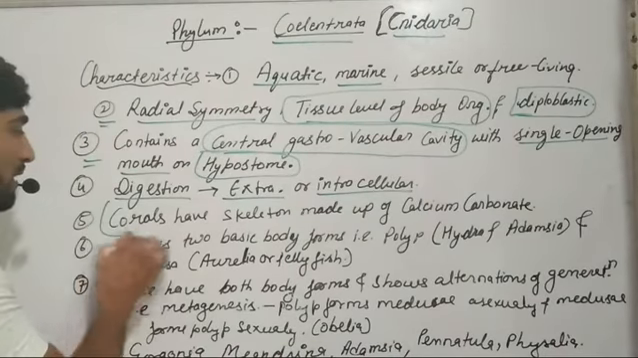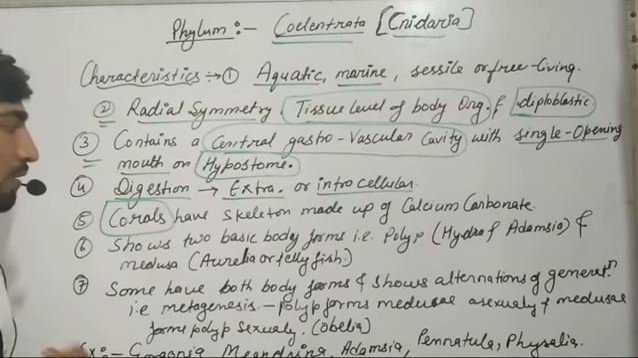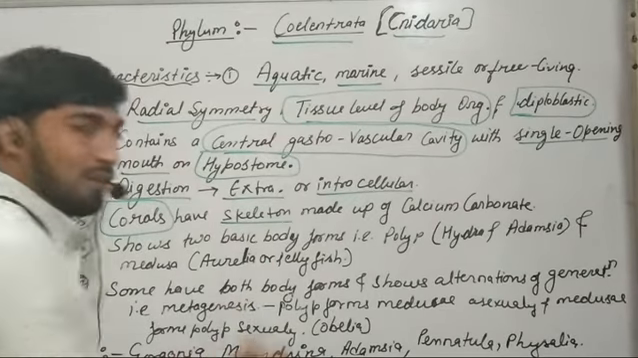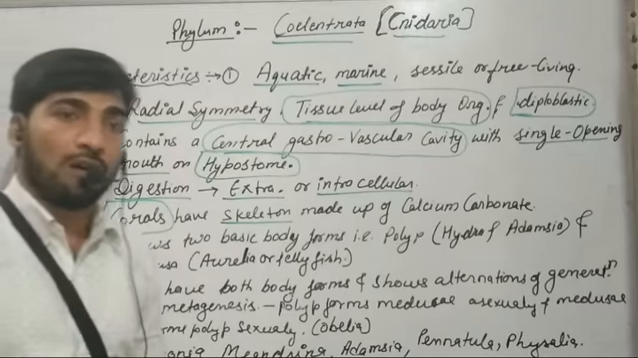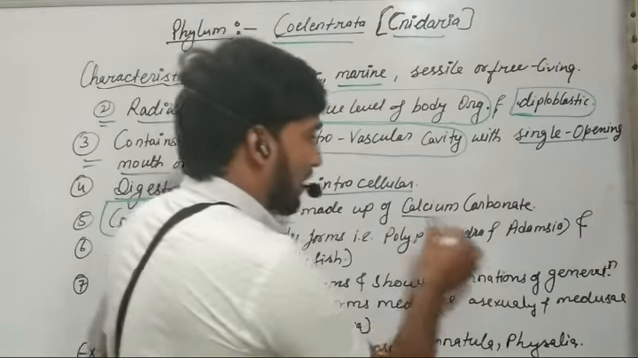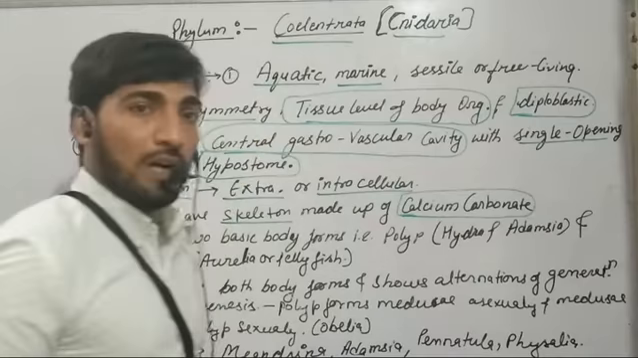Now there are some cnidarians such as corals. In corals, they have a skeleton, and their skeleton is made up of calcium carbonate.